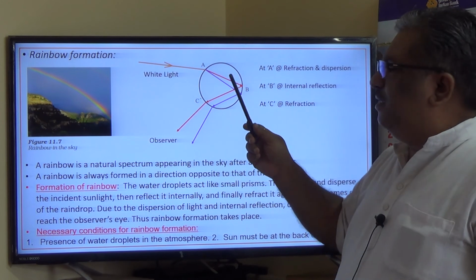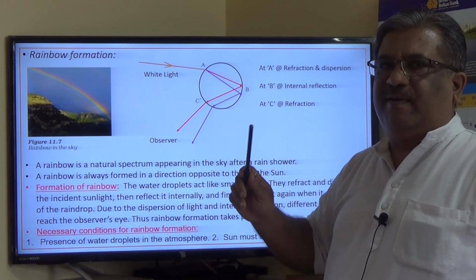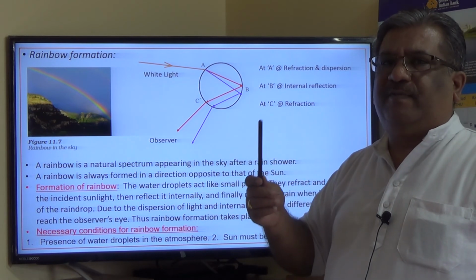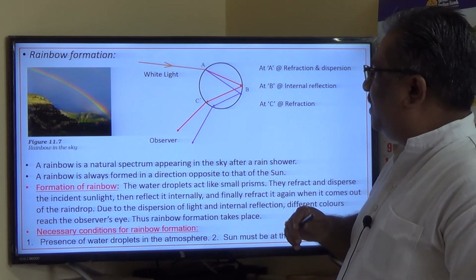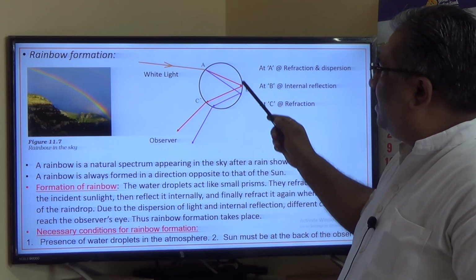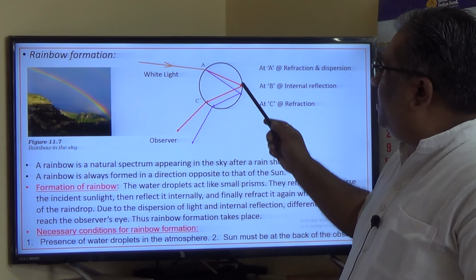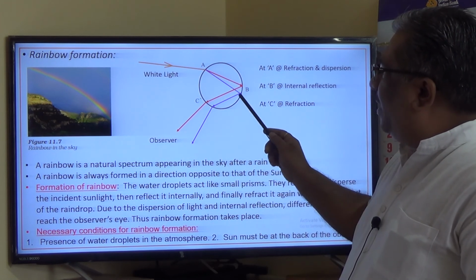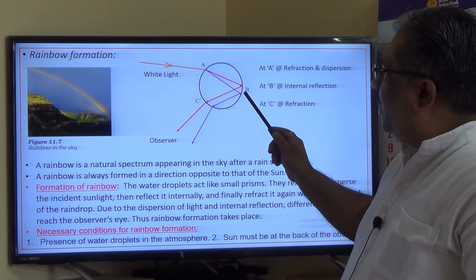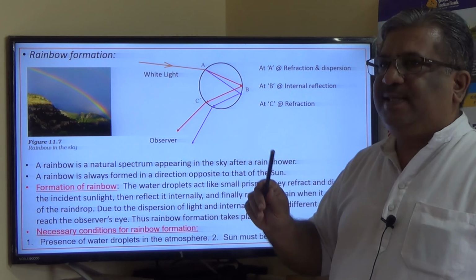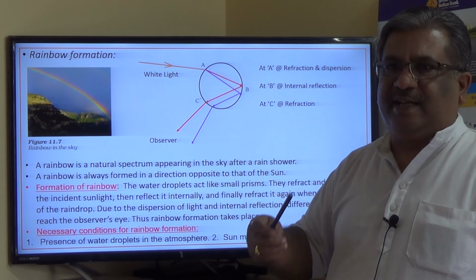Refraction refers to the bending phenomenon of a ray of light, whereas dispersion refers to the splitting phenomenon of a ray of white light into its constituent colors. Now the back surface is acting like a mirror over here. It will reflect the red color and violet color, and therefore at point B on the back surface of the water droplet, we say the reflection is taking place.